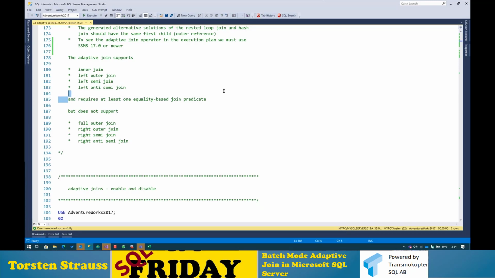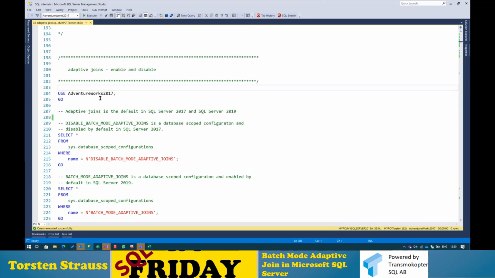And as mentioned, it requires at least one equality-based join predicate, because otherwise the nested loop operator is the only operator which also supports non-equality-based join predicates, but the hash match join does not support non-equality-based join predicates. That is the reason why the adaptive join only works when we have at least one equality-based join predicate, because of the hash match algorithm.